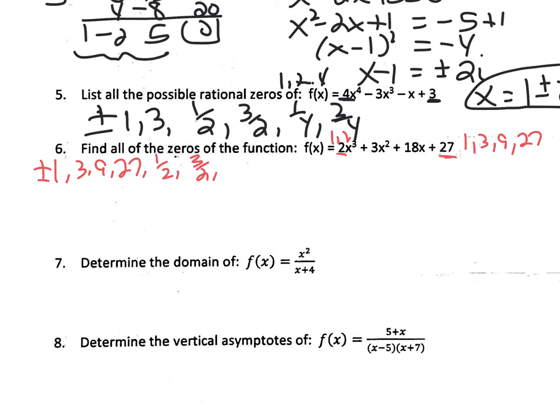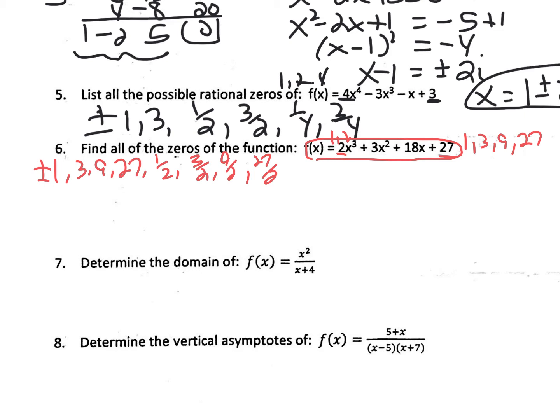3 halves, 9 halves, 27 halves. And then what I'm going to do, I'm going to punch this into my calculator, the original function, and see where it crosses the x-axis. I'm looking for somewhere it crosses the x-axis that's also in my list. So I'm doing that right now, looking at it.